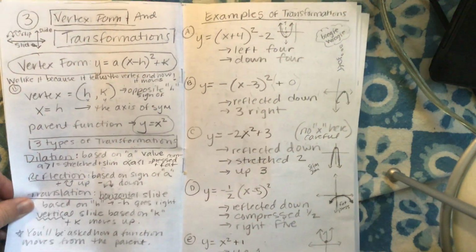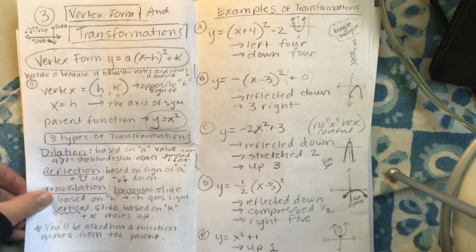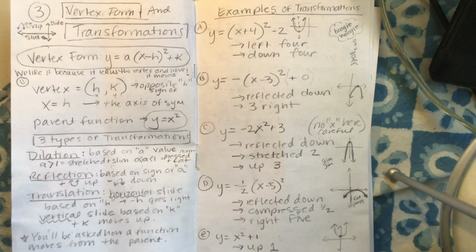So now I have transformations in vertex form. So again, I think I went over it, but we can do it again. So here we have that vertex form. Again, we like it because it tells us the vertex, how it moves. Opposite h, k, that's going to be the vertex. Whatever that h is going to be the axis of symmetry.